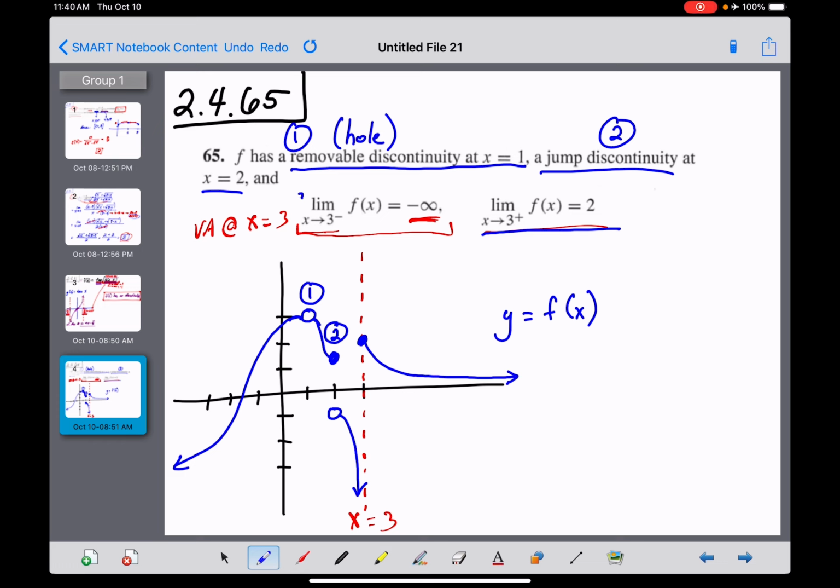And the third thing it needed to have were these limits here as x approaches 3. From the left, our value was supposed to be going down towards -infinity, and it was. And from the right, we were supposed to be approaching a y value of 2, and there we go. So once more, an open-ended question. Not everybody's answers are going to look exactly the same, but this graph does the things that this function was supposed to do in number 65.